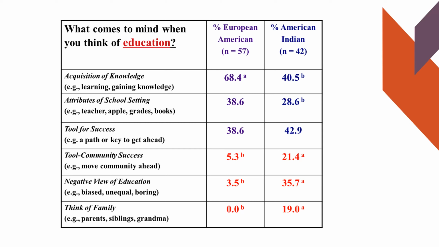And then of course you see the negative view of education. Again, it has to do with our relationship with education and so on. And then interestingly enough, literally no non-Native student thought about their family when they thought about education, but almost 20% of Native students thought about their family when they thought about education, right? So again, just looking at the data, you can clearly see that there are some real differences in worldviews and perspectives about what education actually means, or what education actually is, between Natives and non-Natives, right?